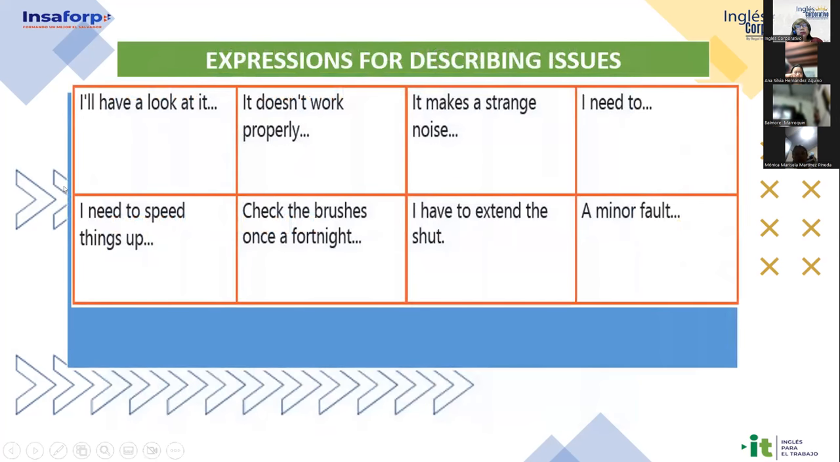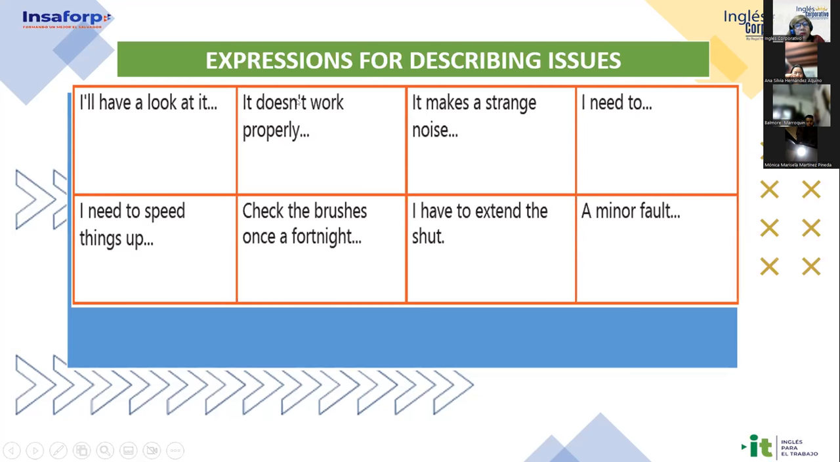Okay, expression for describing issues. What is issues? Problem. Okay, here we have in this chart some issues, but at the same time we have some solutions. Actions to solve the problems. Okay, in the first one we have, I'll have a look at it. It doesn't work properly. It makes a strange noise. I need to speed things up. Check the brushes once a fortnight. I have to extend the chat. A minor fault.